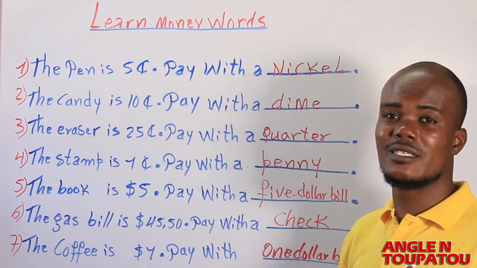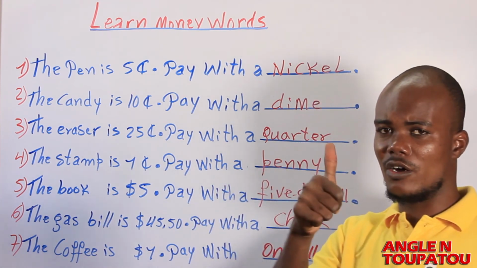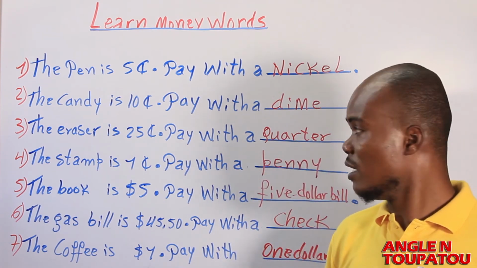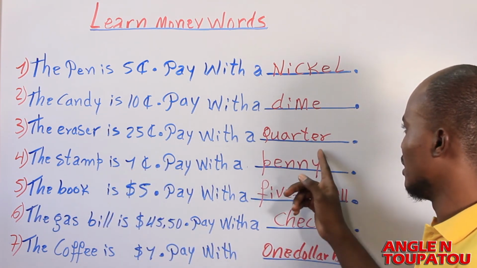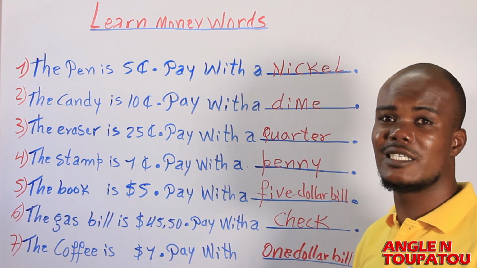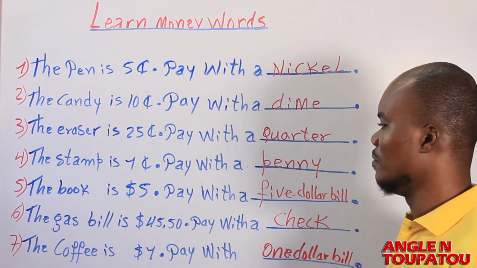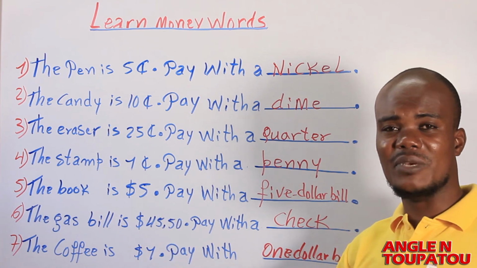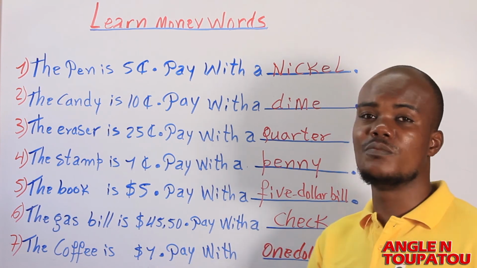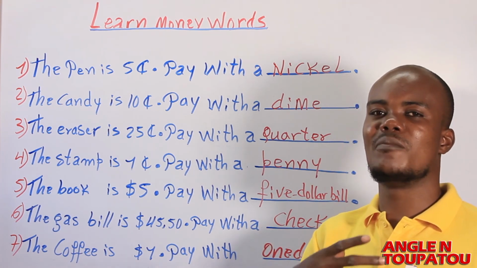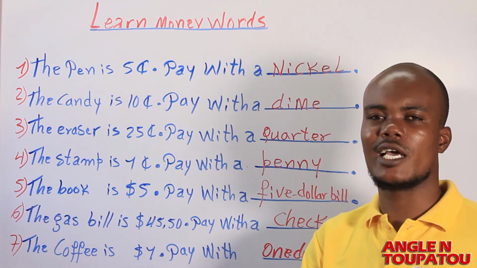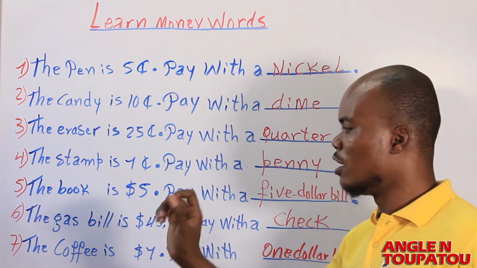Nickel, 5 cents. A nickel is 5 cents. A dime, 10 cents. A quarter, 25 cents. And then 1 cent, a penny. A $1 bill. Check: I can use check to pay my employees. For example, if I'm your employer and you're my employee, I pay you by check. Good job.